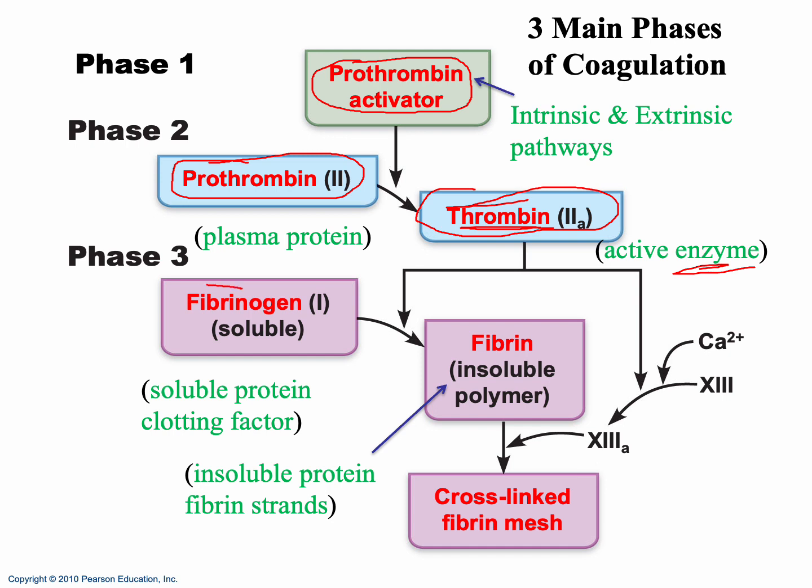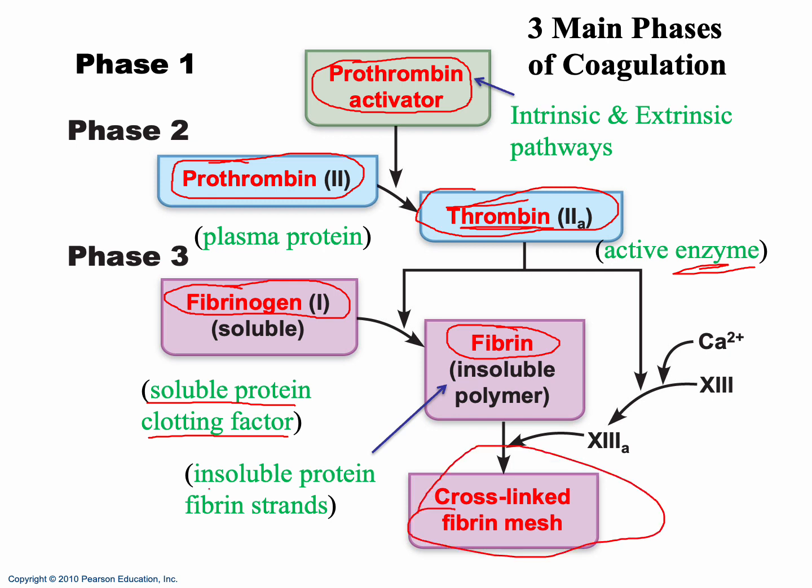And then phase 3, we start with what's known as fibrinogen. So this is a very soluble protein clotting factor. And this critical enzyme, thrombin, will help to get this chemical reaction going to assist ultimately in forming our fibrin here. And this is our end product here, the fibrin mesh that's cross-linked. Insoluble protein, fibrin strands. And again, thrombin, this critical enzyme here. And if you remember what an enzyme stands for, it's a biological catalyst that helps to speed up chemical reactions.